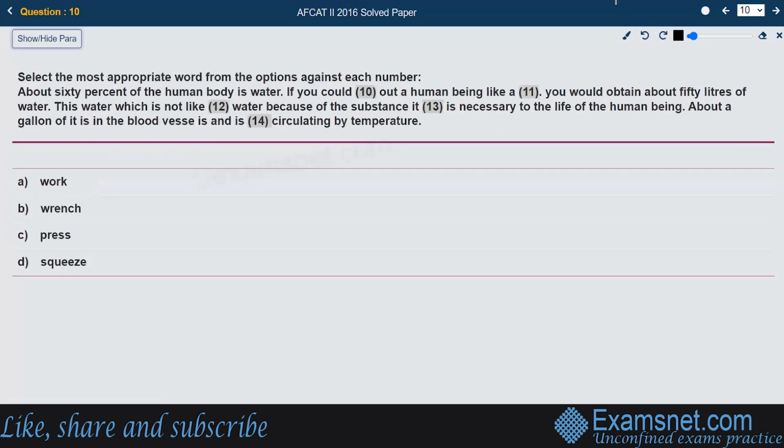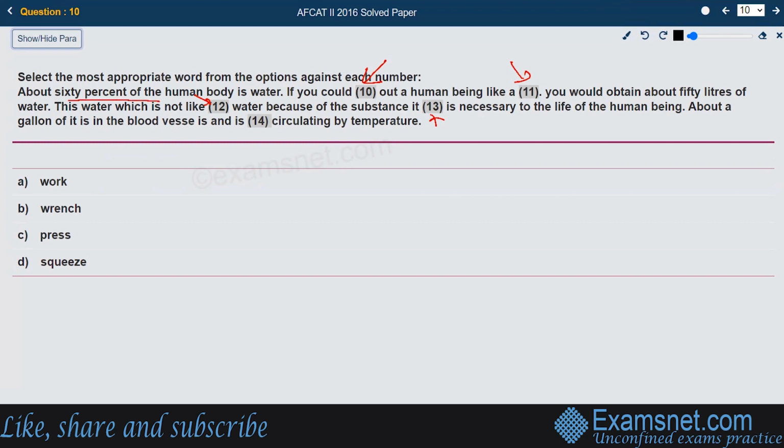Okay, so here is a paragraph given to us. We are supposed to find out the word that should be coming in the numbers highlighted here: 10, 11, 12, and 13. We have to fill the words that are given in the numbers given there. So let us begin. We have to read the paragraph first.